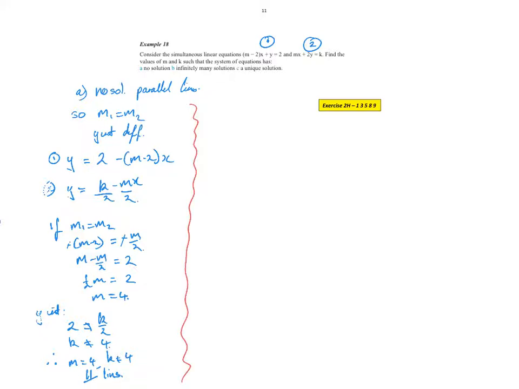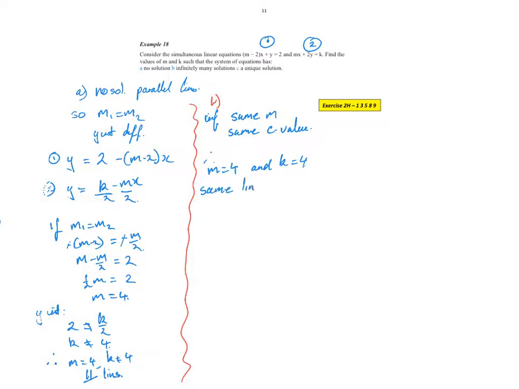Let's consider part B. We've sort of done the hard part of it all now. For infinitely many solutions, the gradients need to be the same and the y-intercepts need to be the same. We've already worked out the value of m needed for the gradients to be the same, so again we will have m is equal to 4. And now in our y equals mx plus c, we want the same c value. So instead of k not equal to 4, we'll have k equal to 4.